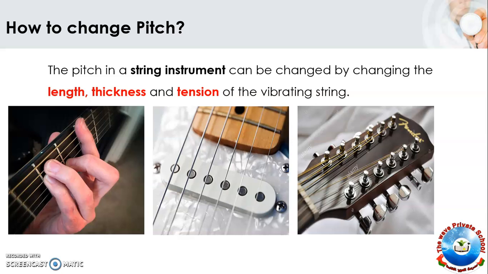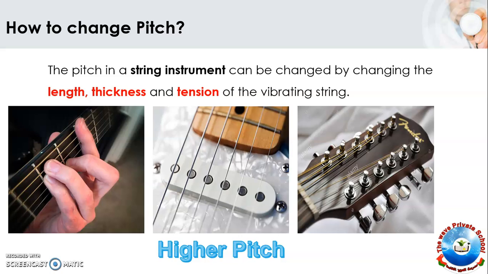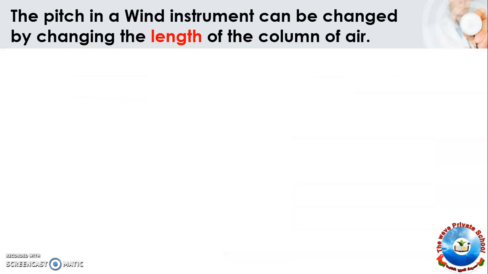So from this, shorten the length, use a thinner string, increase the tension or tightness, to produce higher pitch. The opposite is lower pitch. Everything clear? Okay.